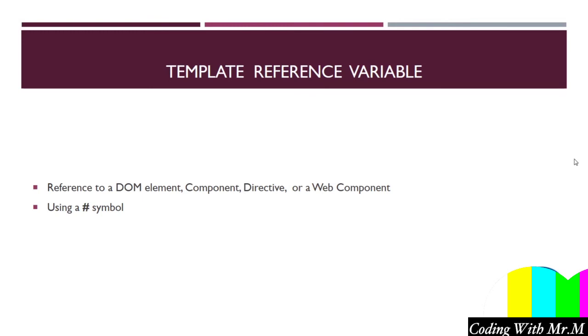In this part of the section on component communication, we will see how to use a template reference variable for communication among the components. A template reference variable is generally used when you have to give a reference to a DOM element, a component, a directive, or a web component. This is done using a variable which is common throughout the application. A template reference variable is created using a hash symbol. Now we'll go to Visual Studio Code to understand it in simple terms by implementing it.